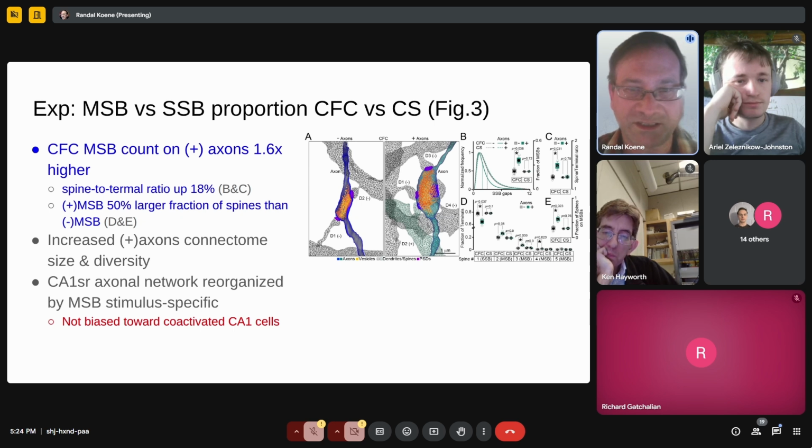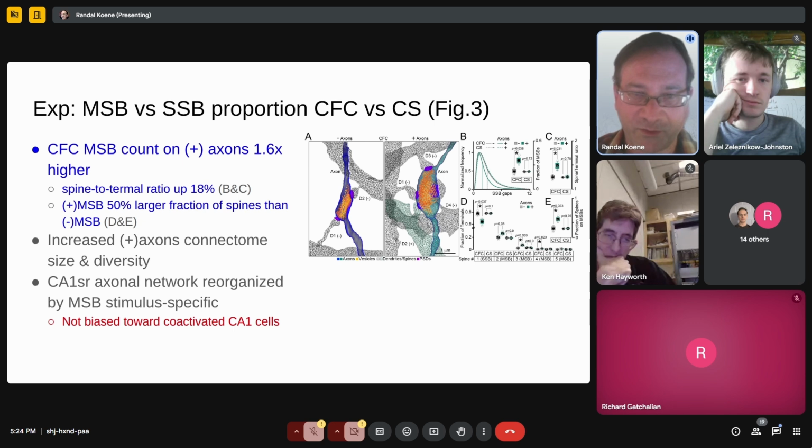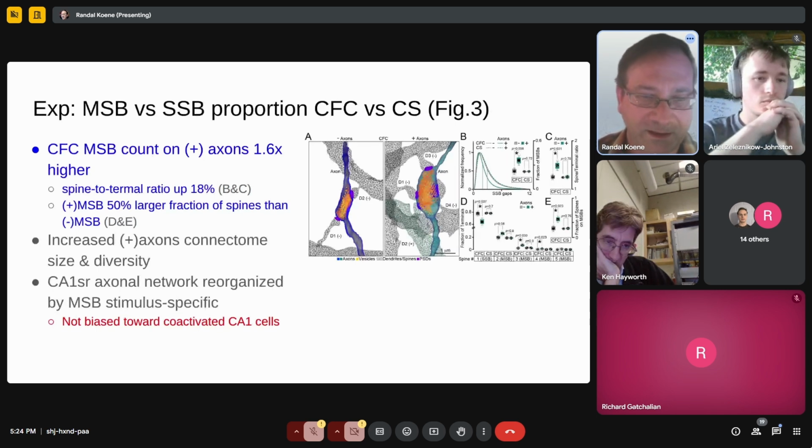They hypothesize that the acquisition of new memories involves a shift in the equilibrium among conventional single synaptic boutons and multisynaptic boutons. And when they did the study, what they found is although multisynaptic boutons were present on both the minus and plus Schaffer collateral axons of fear-conditioned mice, their counts on plus axons were 1.6-fold higher. Their total spine-to-terminal ratios were elevated by 18%. And plus MSBs were coupled with 50% larger fractions of all innervated spines than their minus counterparts, due to differences in both MSB abundance and their complexity.